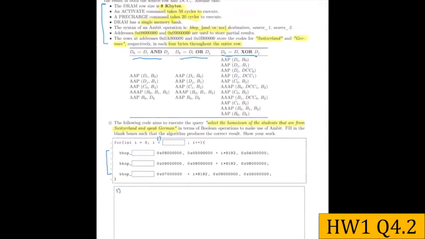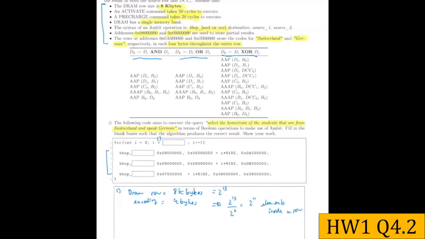So you have a DRAM row that is 8 kilobytes, which is 2 to the 13. And you are going to encode each element in four bytes. So it means that you're going to have 2 to the 13 divided by 2 to the 2, which is 2 to the 11 elements inside a row.